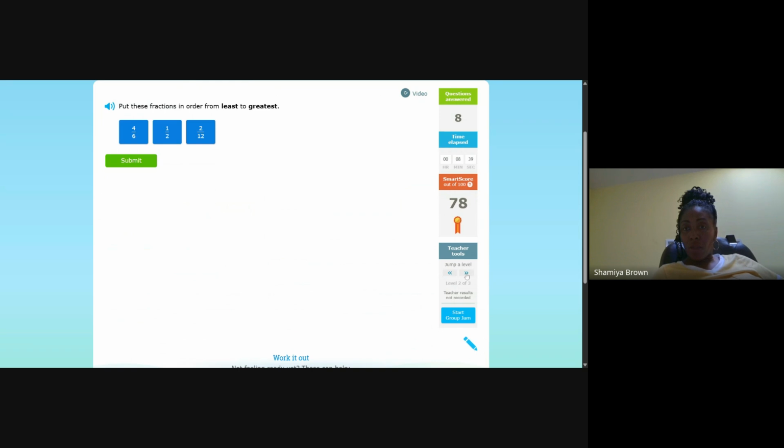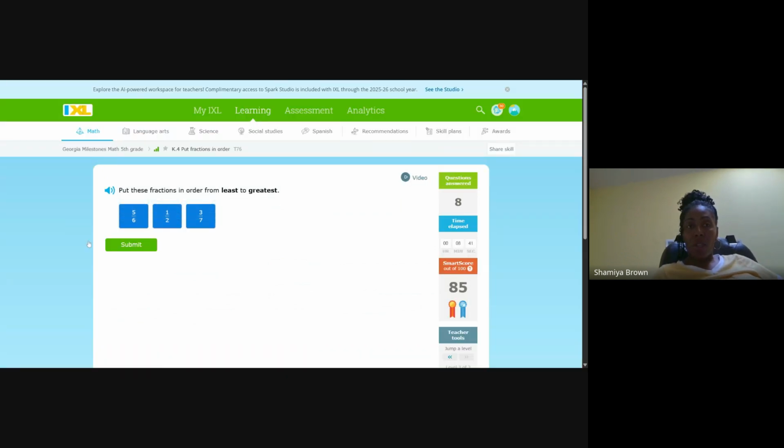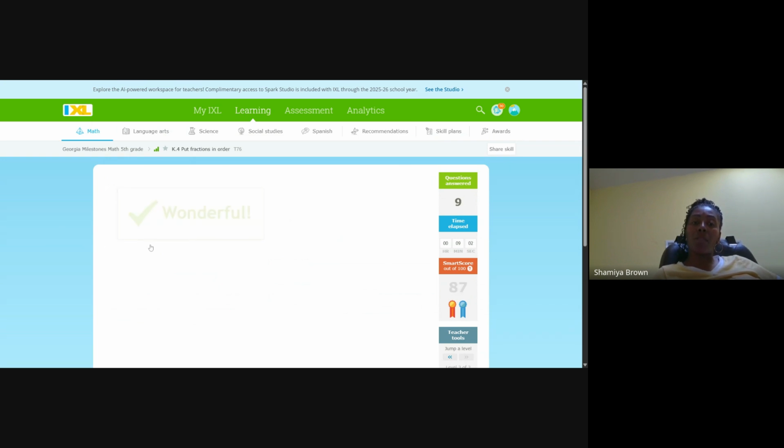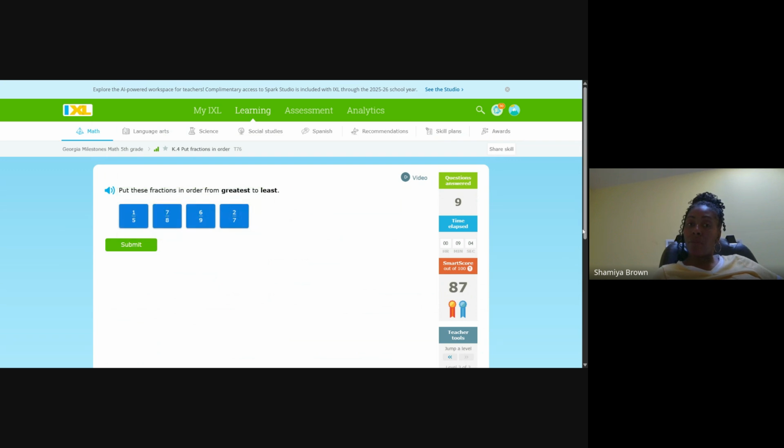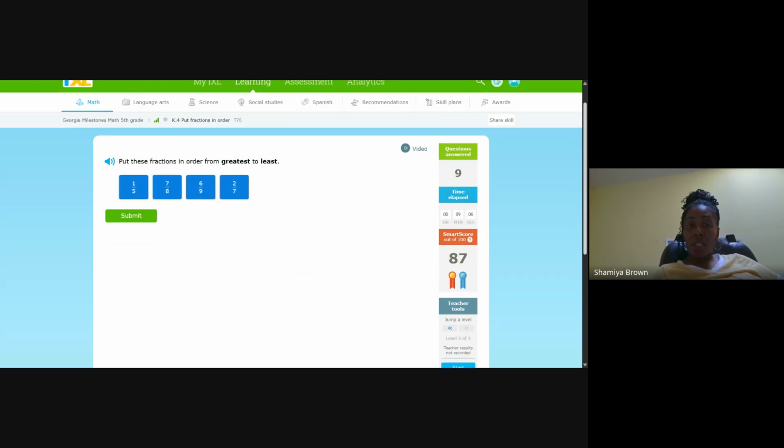Go to the next level. Put these fractions in order from least to greatest. The least of these will be 3/7. The next, this is a half. This is more than a half because 5/6 is almost a whole. So that's going to be that. And that's the hardest level.